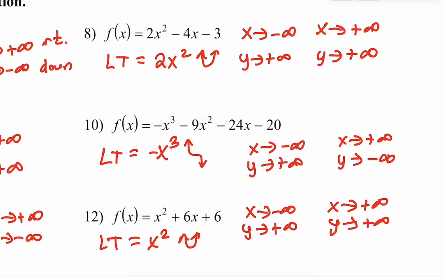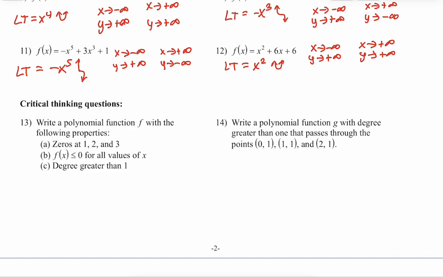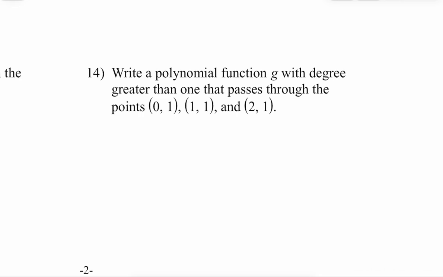Okay. And then don't worry about 13. I want to do 14. And we were going to do a little quiz, but I think we're going to do it at the beginning of class on Monday. Okay, but we're going to do the little review here in a second. Let's do 14. It says, write a polynomial function g with degree greater than 1 that passes through the points (0, 1), (1, 1), and (2, 1). Oh, we're going to skip that too.